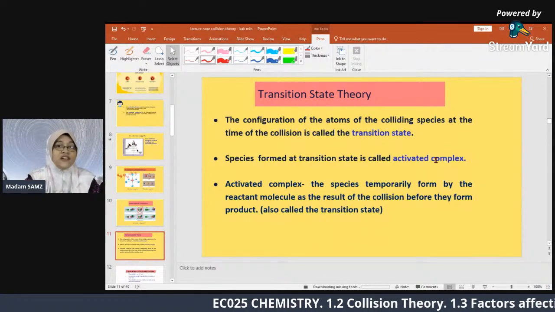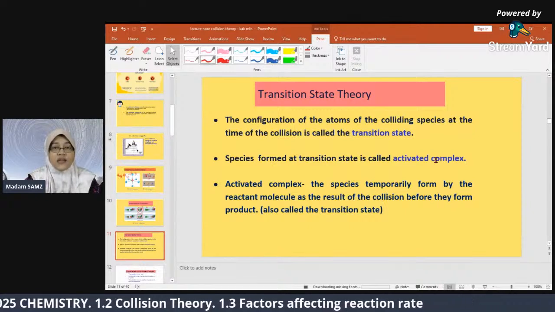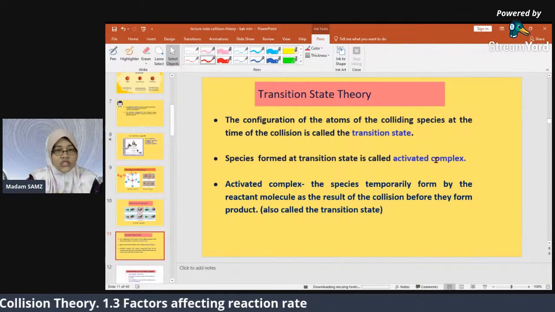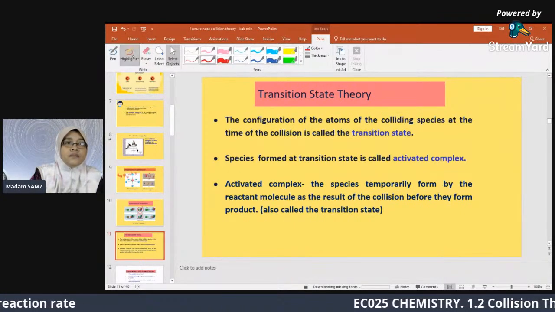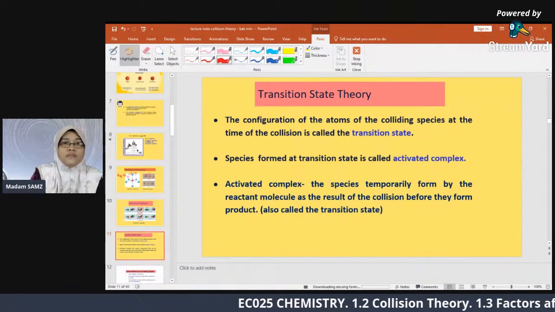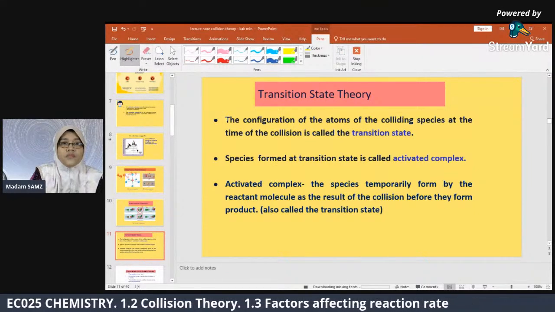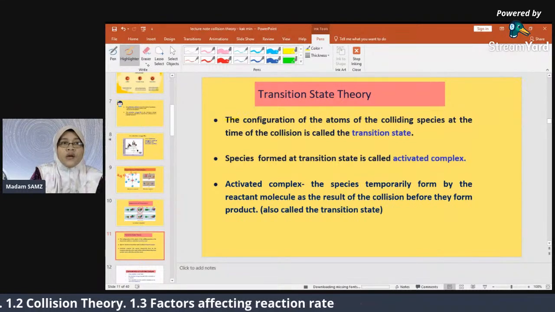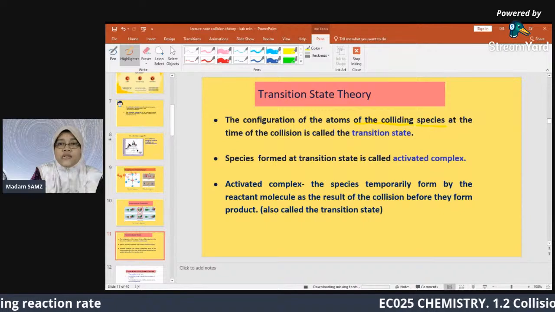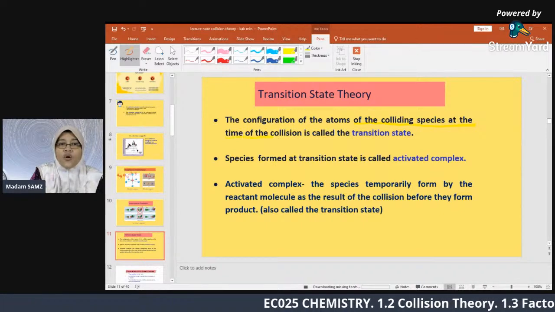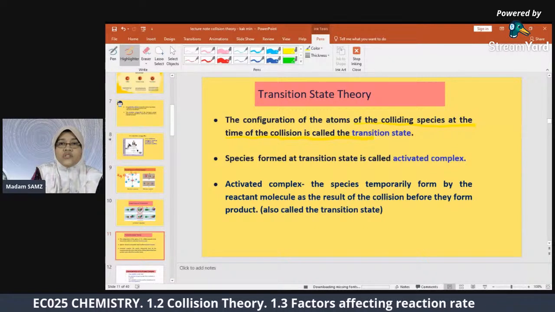Let's move to the transition state theory. What actually do we mean by transition state? We already covered collision theory. The configuration of atoms of the colliding species at the time of the collision is called the transition state, right?